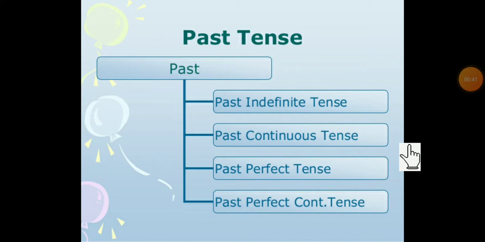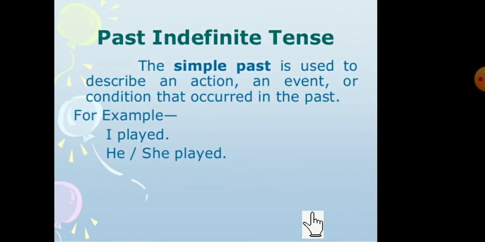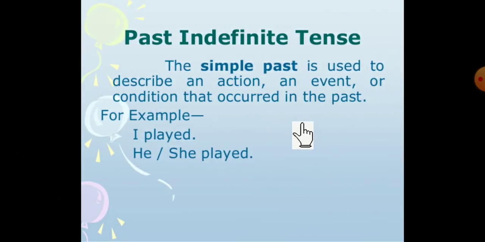So, in today's class, we are going to learn about past tense: past indefinite tense, past continuous tense, past perfect tense, and past perfect continuous tense. Okay, let's see. First, simple past tense. It is used to describe an action, an event, or a condition that occurred in the past. In the past, that particular action occurred. For that, we use past tense.